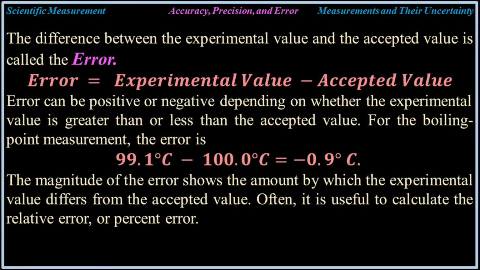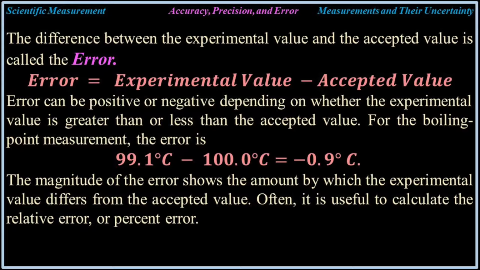That's the experimental value. The difference between the experimental value and the accepted value is called the error. Error equals experimental value minus accepted value. Error can be positive or negative depending on whether the experimental value is greater than or less than the accepted value. For the boiling point measurement, the error is negative 0.9 degrees Celsius. The magnitude of the error shows the amount by which the experimental value differs from the accepted value.